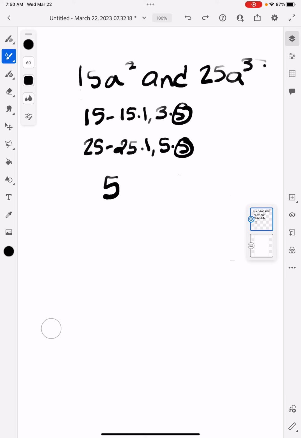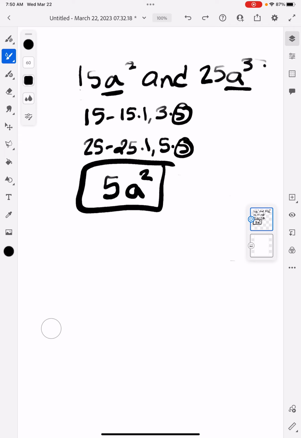Now I look at my variables and I have 2 a's here and 3 here. And I can only take out as many as will leave me with a 0. So for instance, this person has $2 and this person has 3. I can't take $3 from each person because that person only has 2. So that means between both of the things, I can take out 2. So this is the greatest common factor for that one.